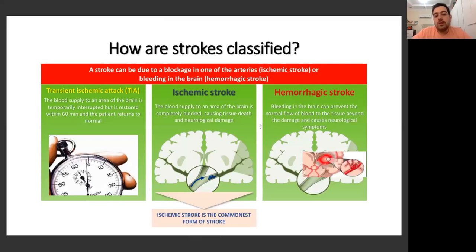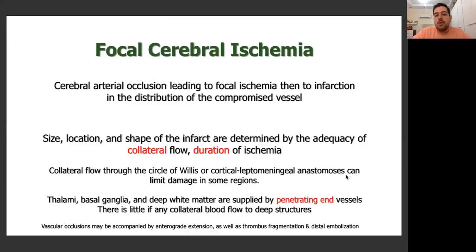So we already talked about that. A stroke is either a TIA if it's less than 24 hours, or it is an ischemic stroke where basically there's an obstruction in one of the vessels, or it's a hemorrhagic stroke where there is a bleeding in one of the vessels. Okay. So now let's move on to the ischemic stroke, and we'll talk about focal cerebral ischemia.